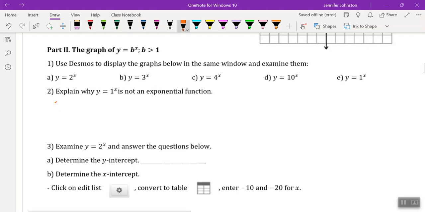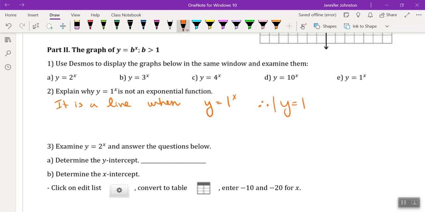So it is a line. When y is equal to 1 to the x, therefore we get just y is equal to 1. It's a line where y is equal to 1, because any value you put in here, 1 to the power of -1, 1 to the power of 2, it's always going to just be 1.